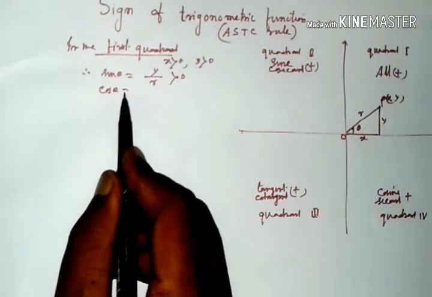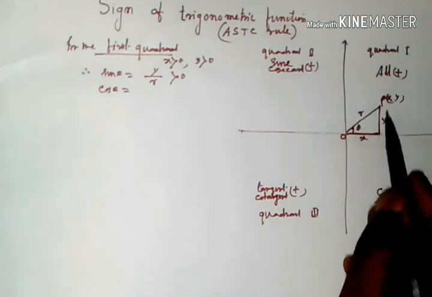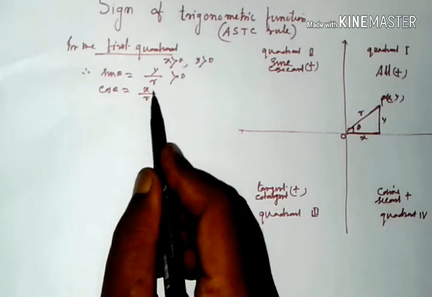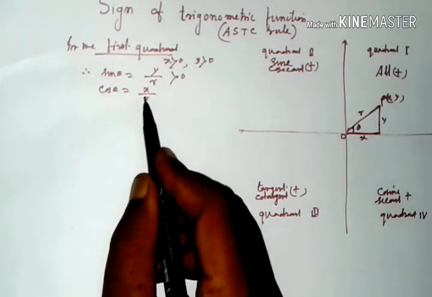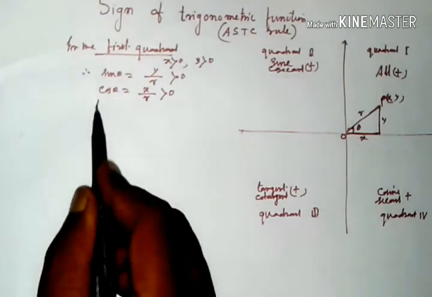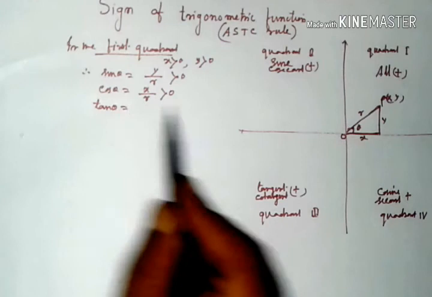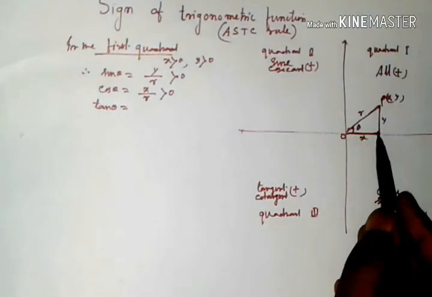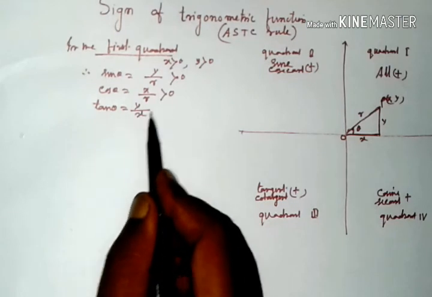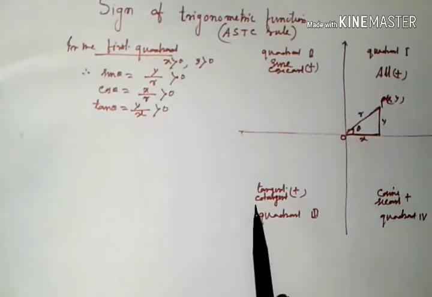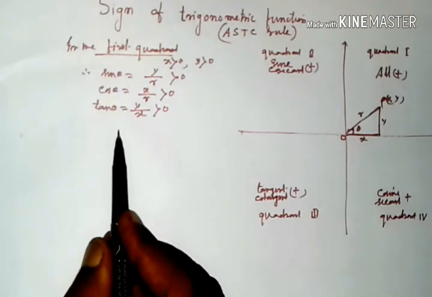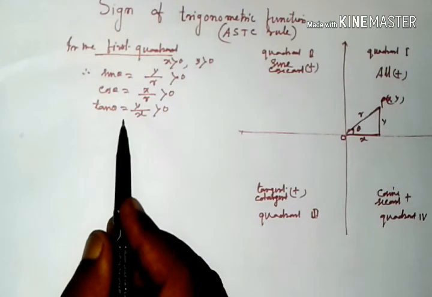Cos theta means base by hypotenuse, that is x by r. X is positive, r is positive, therefore as a whole this is positive. Tan theta means perpendicular by base, therefore y by x, which is also positive. Similarly, its reciprocals are also positive.